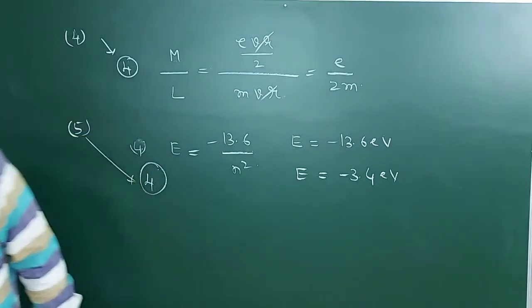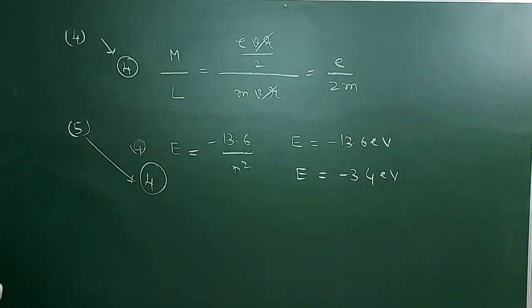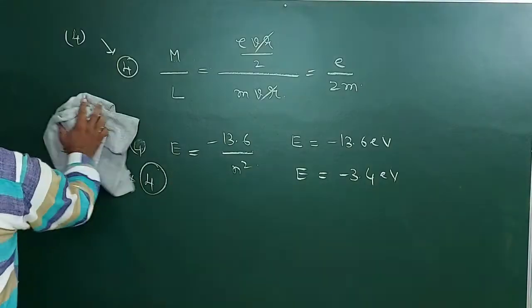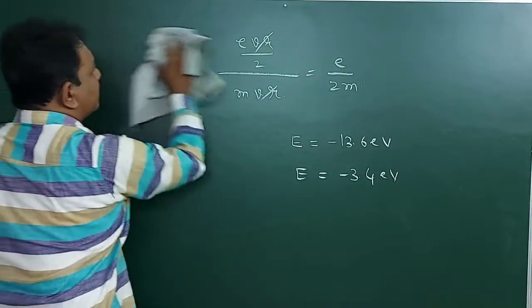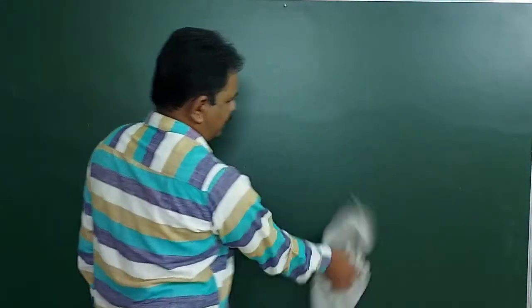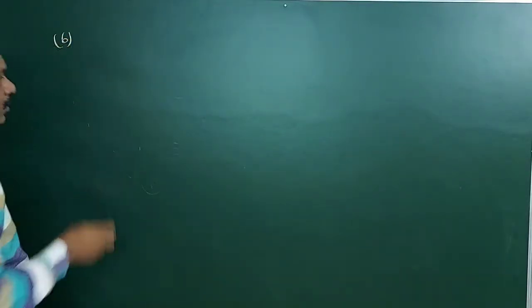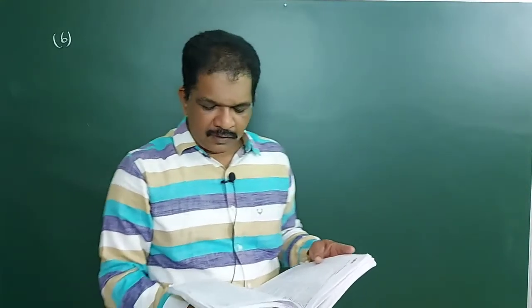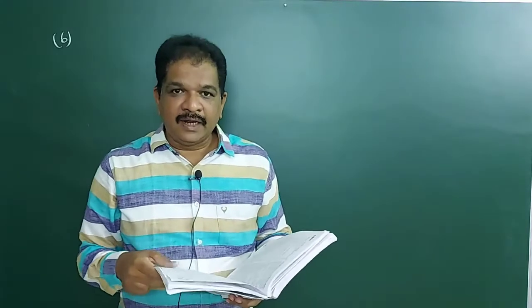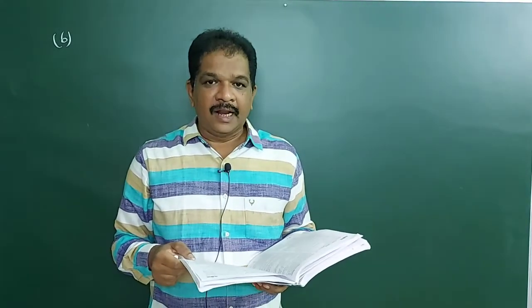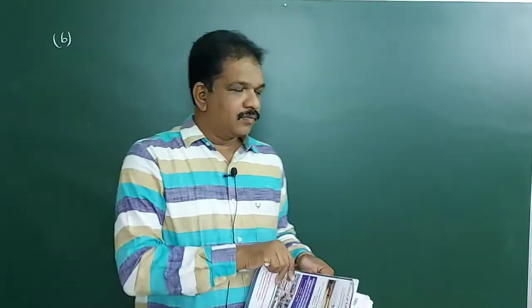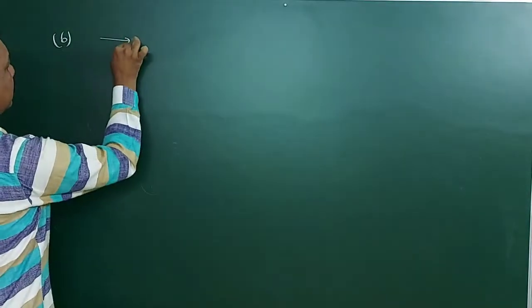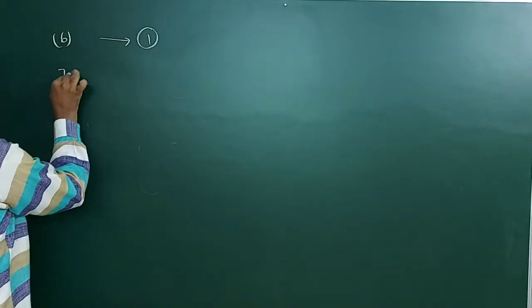Okay. Next, see the sixth question, what they are asking. Spectrum of sunlight is an example of line absorption spectrum. Sixth question, it will be first option.